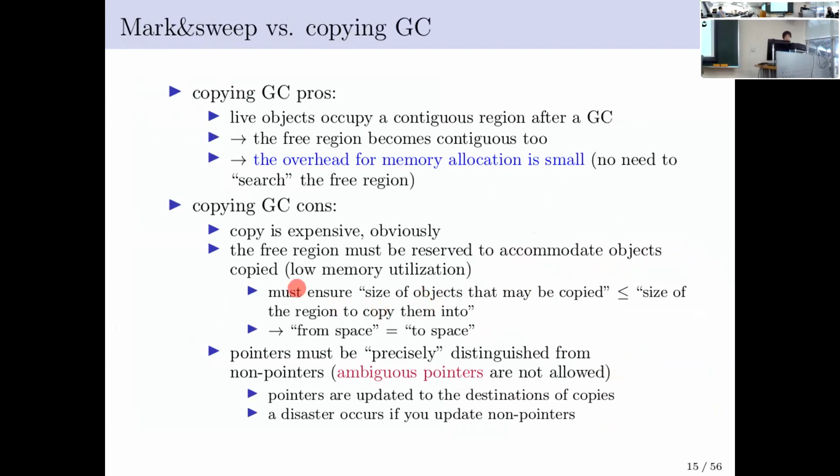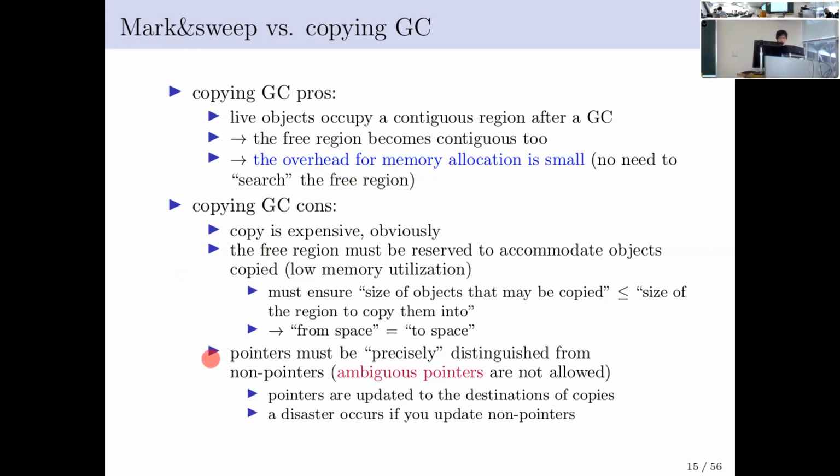So generally speaking, copying garbage collection simplifies things, but in terms of cost, it is not necessarily good. But some argue that this small overhead for memory allocation is a very important thing for programming language implementation, especially for very allocation-intensive languages like functional programming languages.